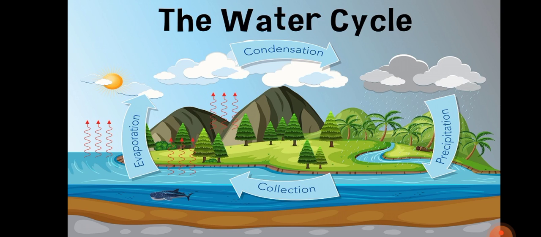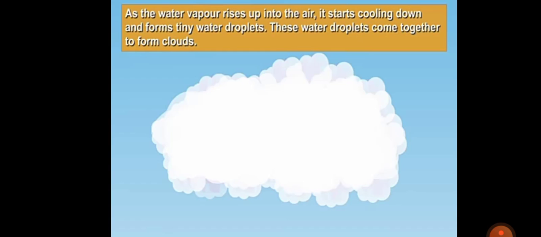Now we are going to discuss another process that occurs after evaporation, which is called condensation. So let's have a look at what happens in condensation. Students, after the water vapors rise up in the air, what happens to them? Those water vapors start cooling down and form tiny water droplets.